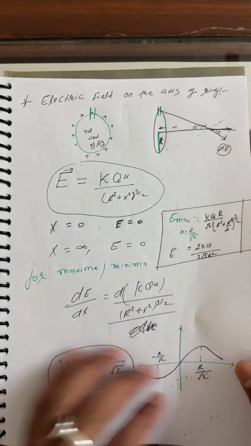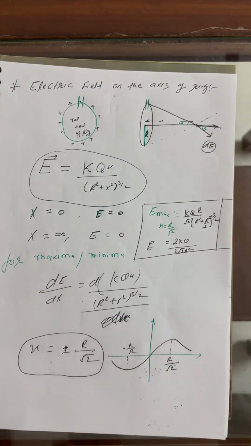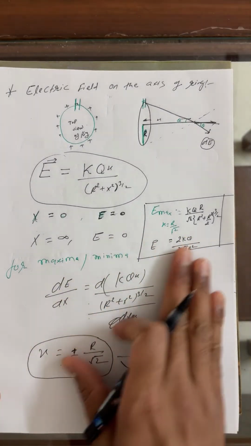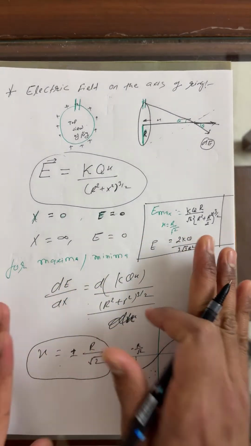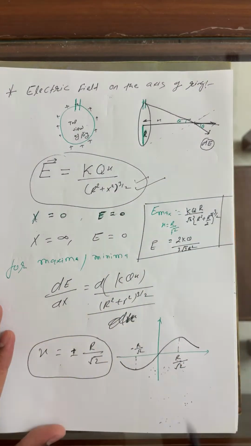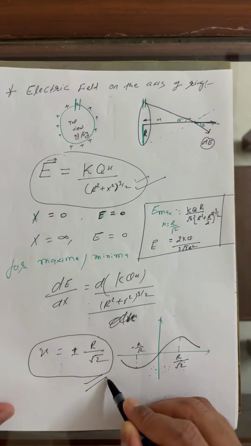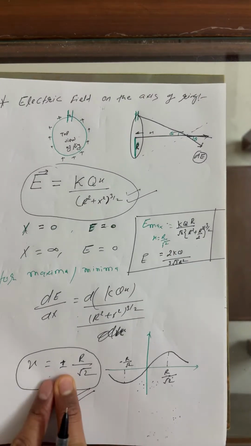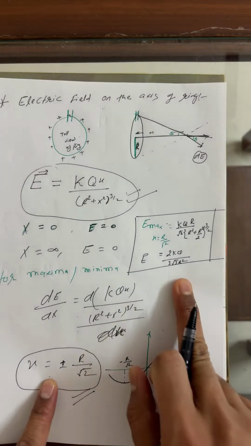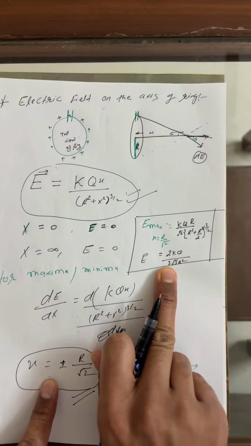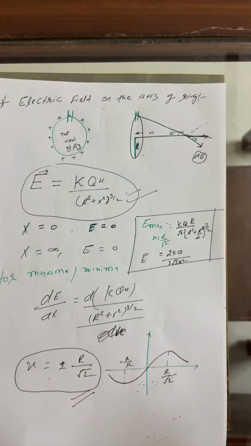Beta, keep in your mind this result, it's highly required. Students, keep in your mind this result: the electric field on the axis of a ring. This is the first result. Then they can ask what is the maximum or minimum. This occurs at x equals plus or minus r by root 2. Once you put in the value x equals r by root 2, you will get the maximum electric field as 2kq upon 3 root 3 r square. So keep this in your mind, my dear.